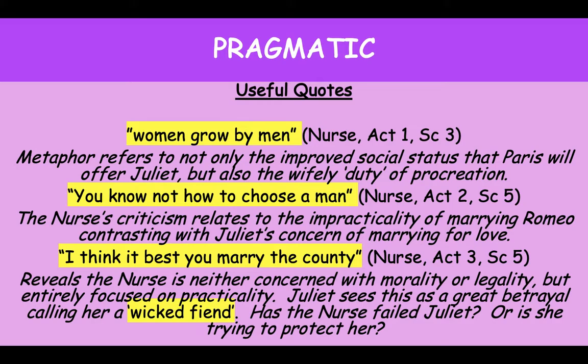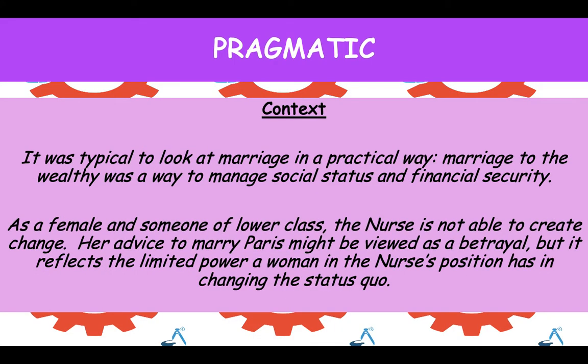And really think about, what if you were in the nurse's position and you felt that loyalty to Juliet? Okay, you'd want what's best for her and what's safe for her, and in this instance it would have been better, or at least safer, for Juliet to have married Paris, even if it was illegal. So think about the context of the time. Okay, it was typical to look at marriage in a practical way. Marriage to the wealthy was a way to manage social status, if not improve it, and maintain social status and financial security. As a female and someone of lower class, keep this in mind, the nurse is not able to create change.